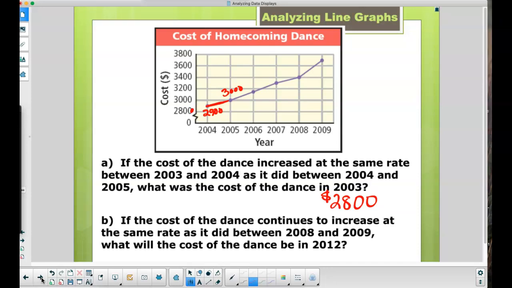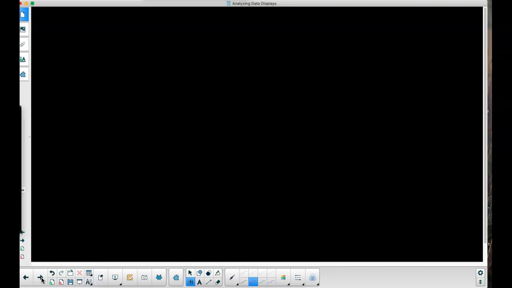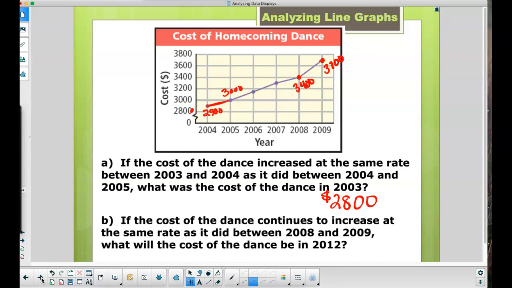All right, if the cost of the dance continues to increase at the same rate as it did between 2008 and 2009, what will the cost of the dance be in 2012? Okay, so let's look at between 2008 and 2009. From here to here. In 2008, the dance cost $3,400. In 2009, it cost $3,700. How much did it increase? What was the increase? Caleb? $300, right? Everybody agree? It went up $300.